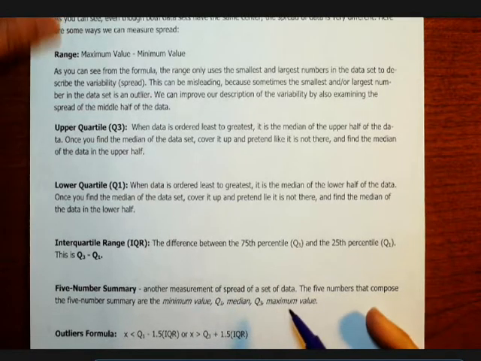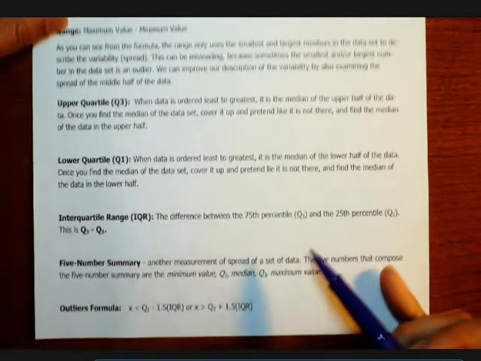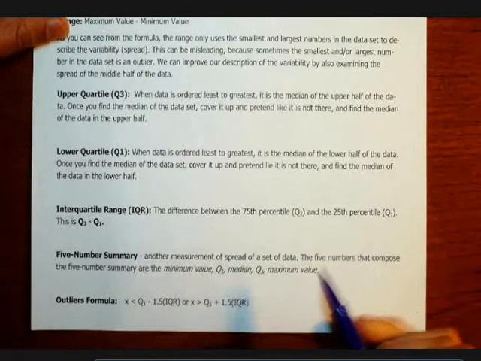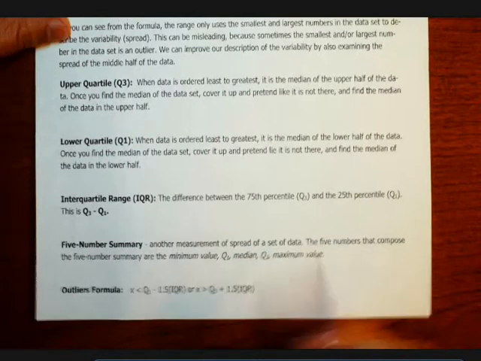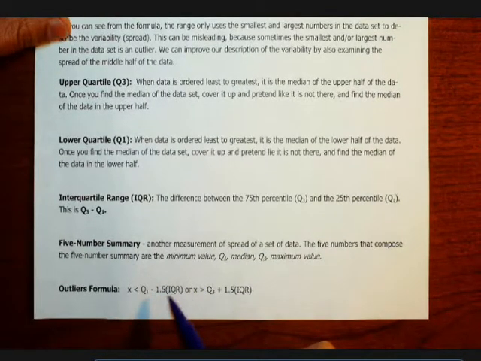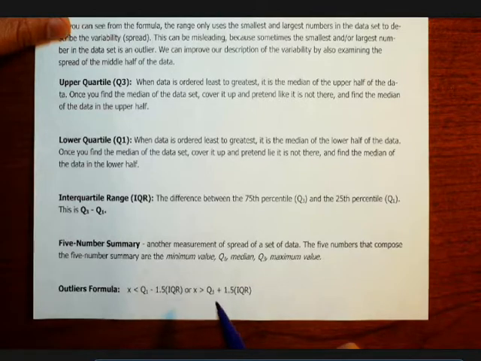And finally, in order to determine whether a data set has outliers, we use the following inequalities. To be an outlier, a data point must be less than Q1 minus 1.5 times the IQR, or it also could be more than Q3 plus 1.5 times the IQR. Anything beyond those values would be considered an outlier.